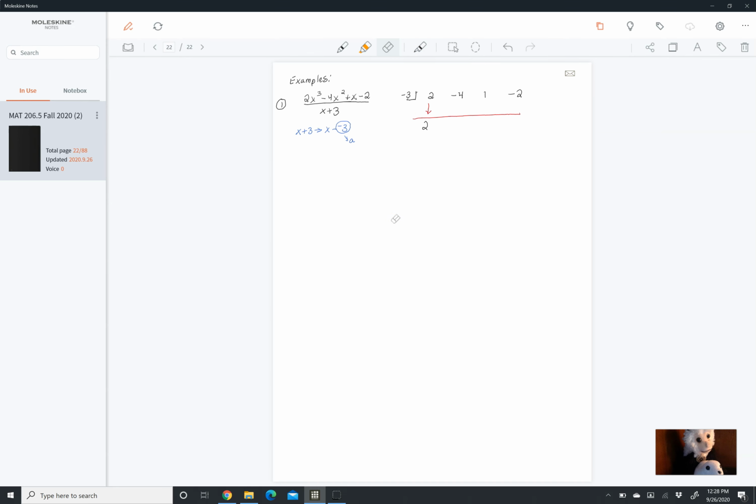Now our next step is to take the quotient and multiply by the divisor. So we're going to take this 2 and we're going to multiply by the negative 3.